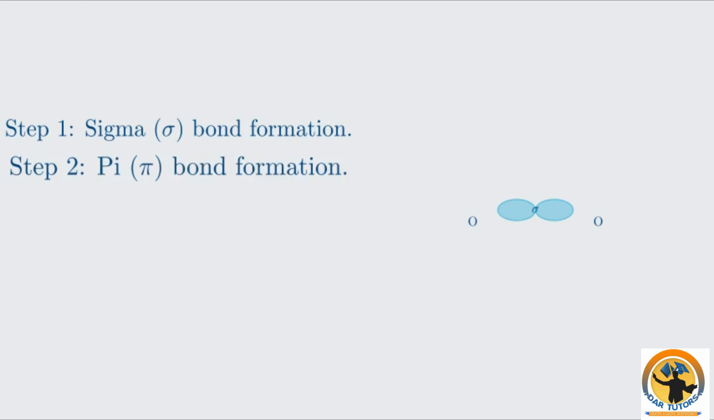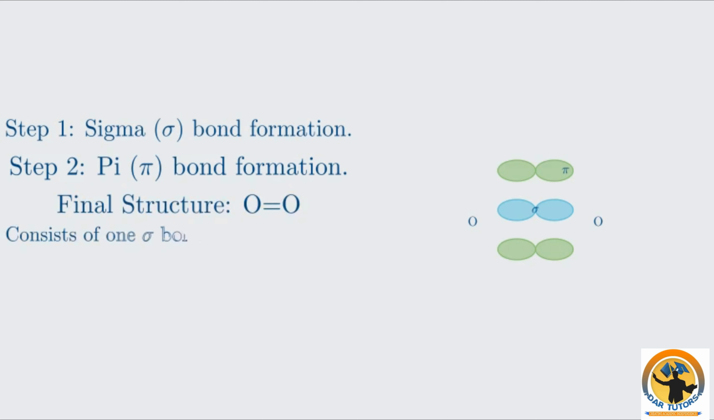The other half-filled p orbital on the first oxygen atom is perpendicular to the sigma bond axis. It will overlap sideways with the corresponding half-filled p orbital on the second oxygen atom. This sideways overlap forms a pi bond, with electron density above and below the sigma bond.